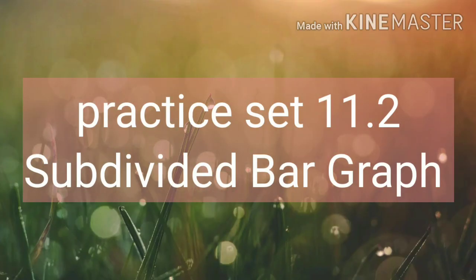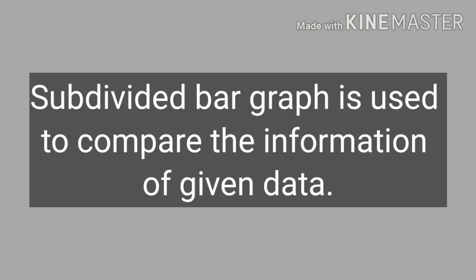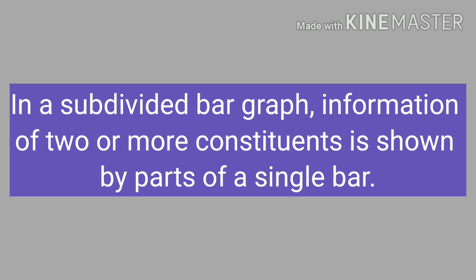Today, children, we will study how to draw the subdivided bar graph. Subdivided bar graph is used to compare the information of given data. In a subdivided bar graph, information of two or more constituents is shown by parts of a single bar. It means, children, when information is given about two or more components, we use only one single bar to represent that data. Okay, children. Now let's study subdivided bar graph.